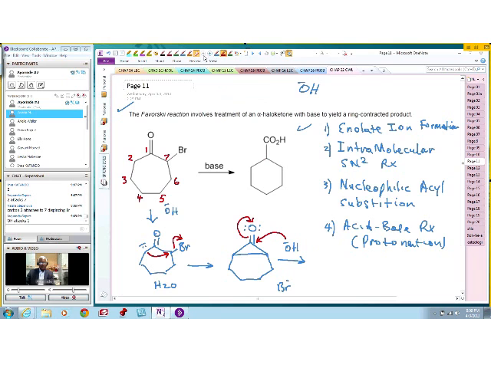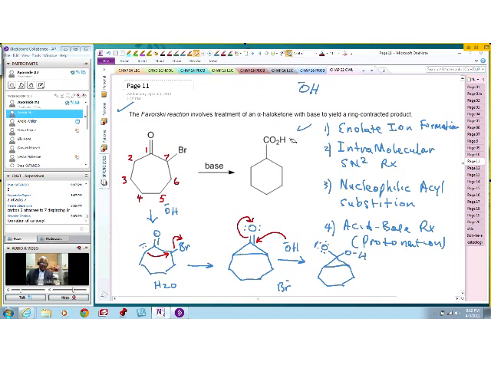Okay, now we form this here. Okay, this is still here. Now, this is an alkoxide. Now, what is going to happen now?